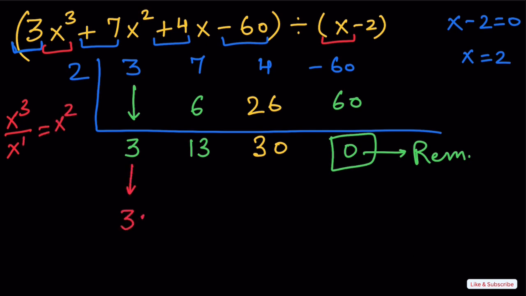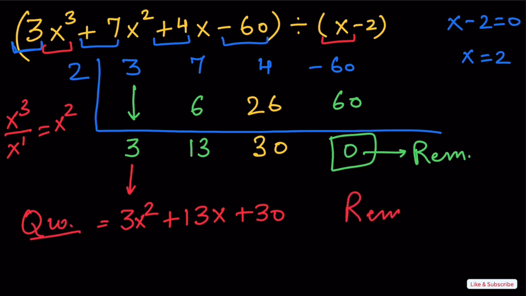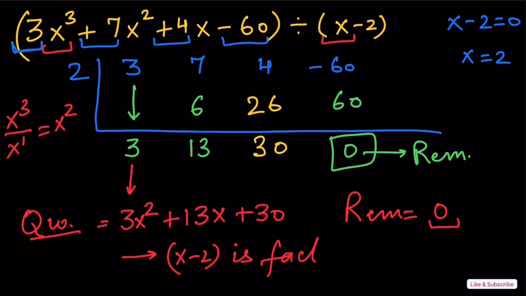So the first row gives 3x squared plus 13x plus 30, and that is going to be the quotient. And the remainder in this case is equal to 0. As the remainder is 0, it is going to be a factor. So x minus 2 is a factor of the given function, right?